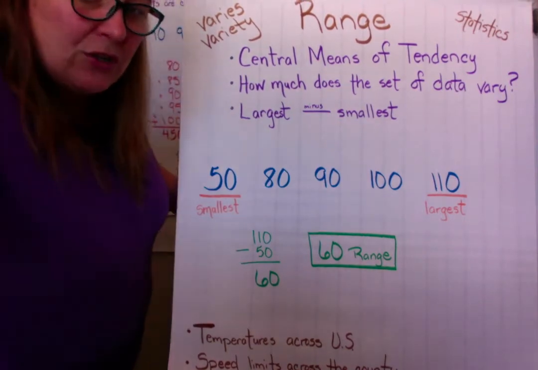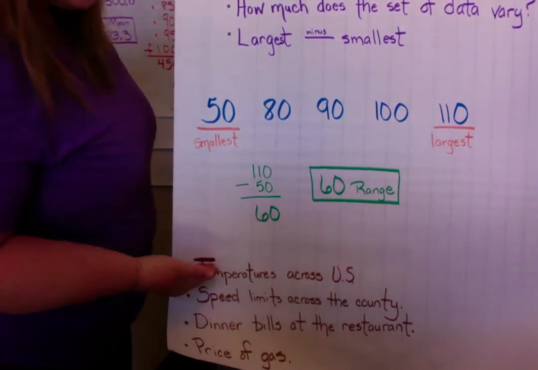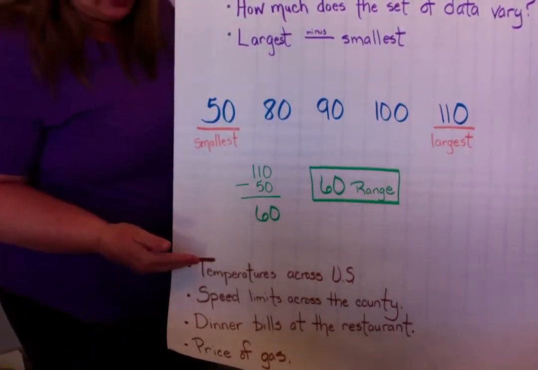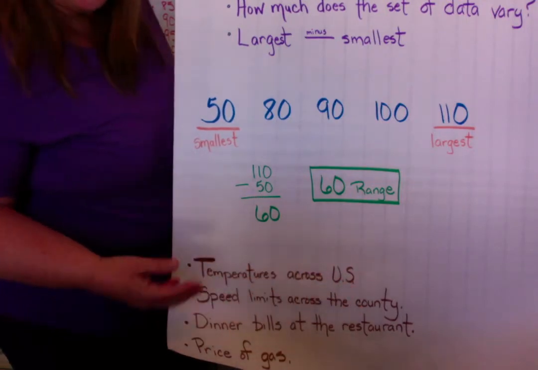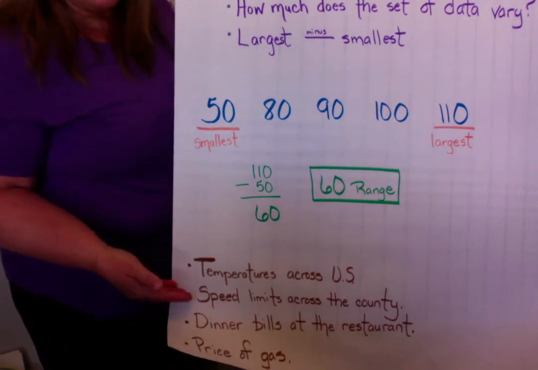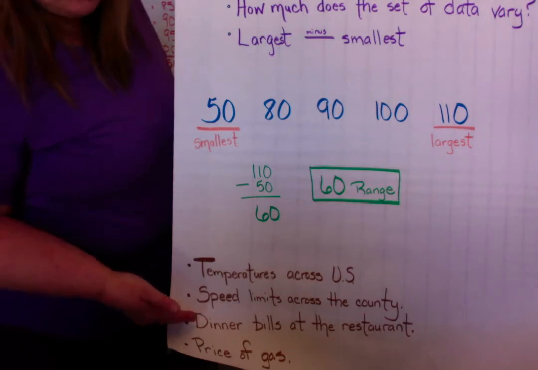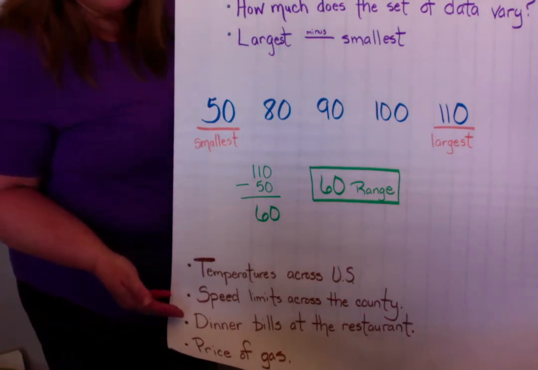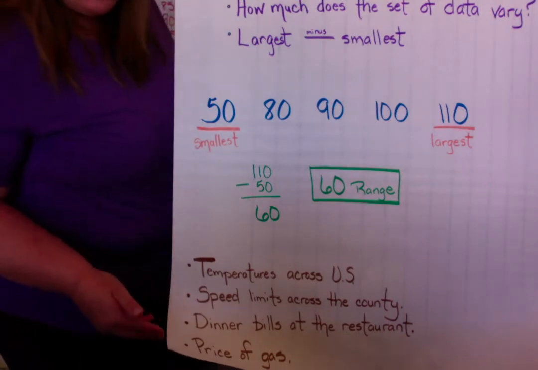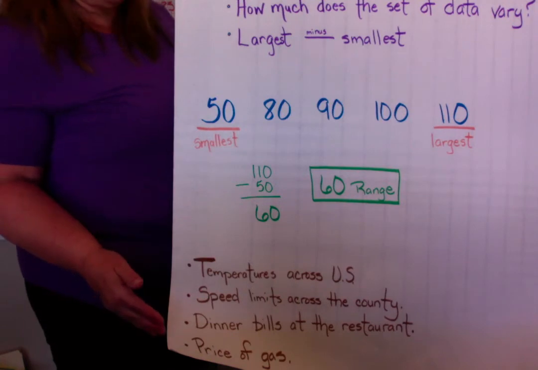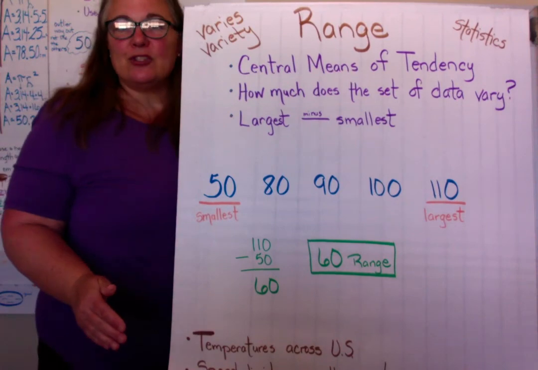Now, when is range used? Sometimes you might talk about temperature across the United States. Well, what is the range in temperatures when you're looking at across the United States? Or speed limits across just your county alone. Let's say in Dallas County, there's a lot of different speed limits. Dinner bills at a restaurant, depending on how many people you have, is going to depend on what your dinner bill is going to be. And the price of gas, which goes up and down and it's all over the place. Okay? So those are some examples of range.